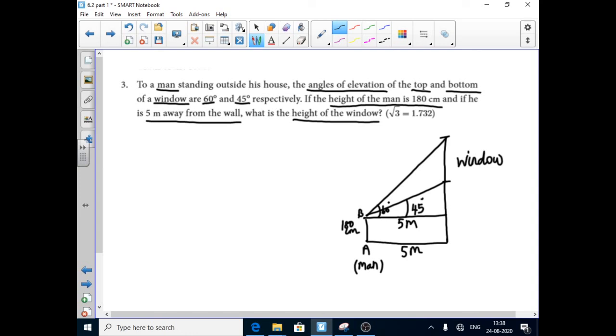Now we have to find the height of the window, they have asked. So A, B is in the clockwise direction, so I mark it in the anti-clockwise direction. So I take it as A, B, C, D, E, this is F. Only this measurement they are giving.